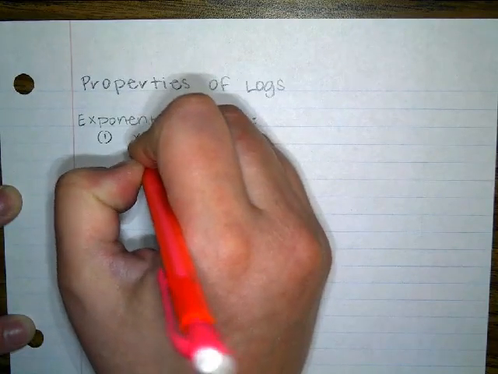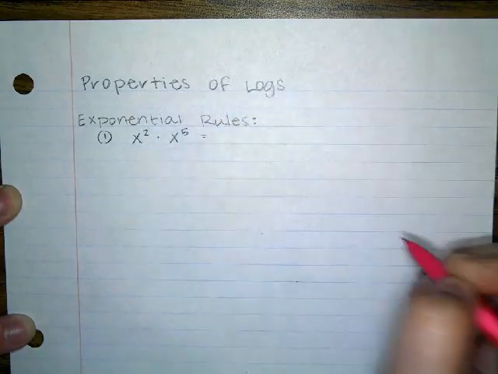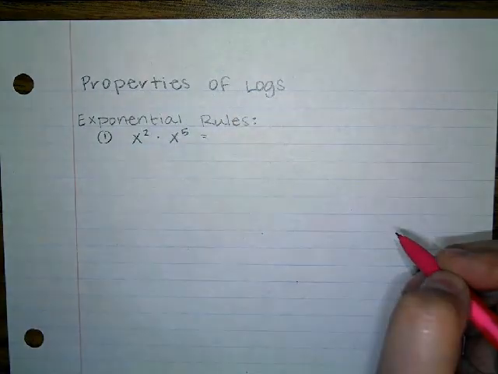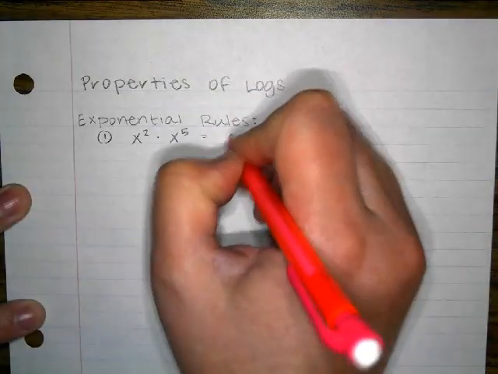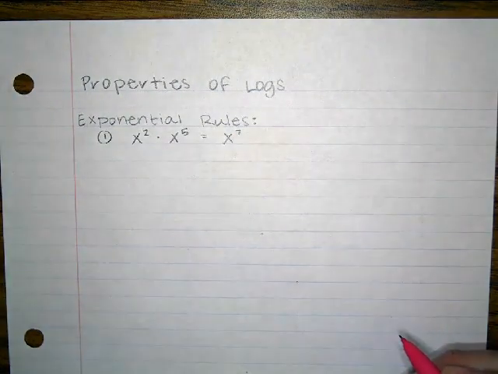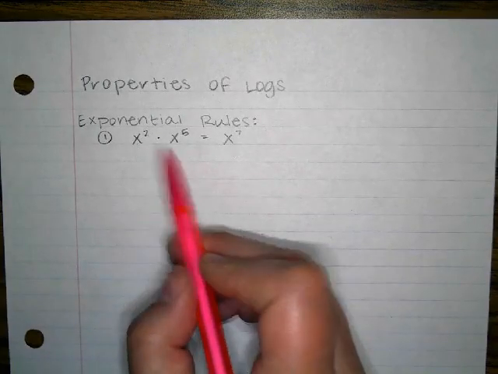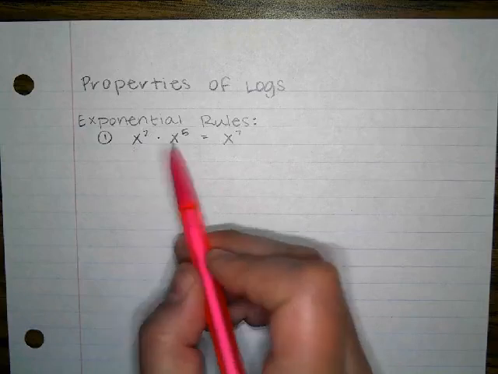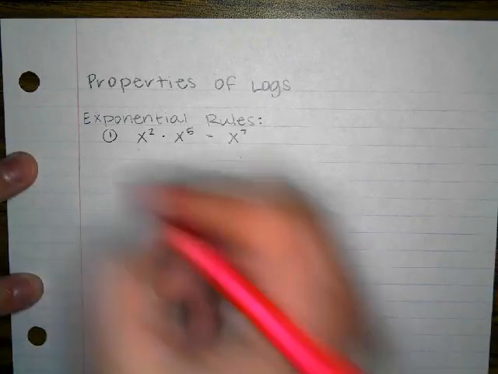So if we have x to the second times x to the fifth, what is that? X to the seventh. So if you are multiplying two terms together and you have the same base, then you just add your exponents, right? We remember that? Okay.